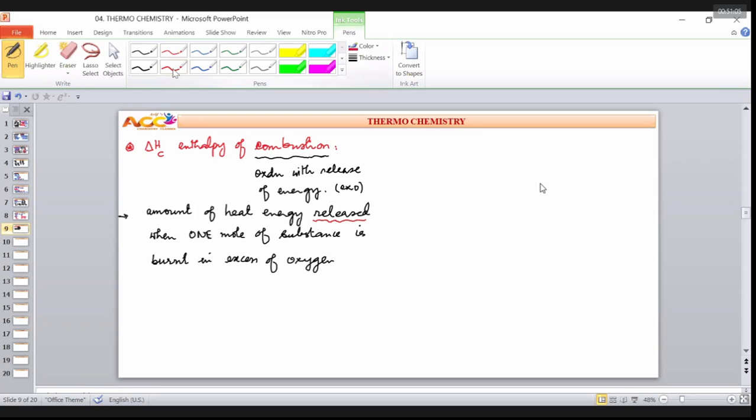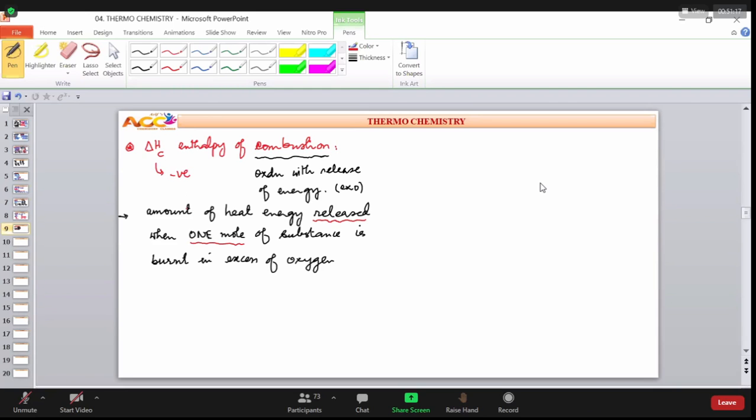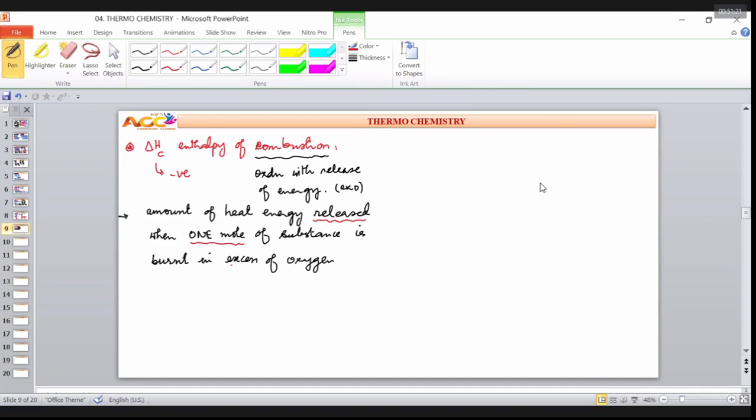These are the points where I have to give importance. How much amount of energy is released? Always released. Delta Hc is always which quantity? A negative quantity. In the previous definitions, I said maybe released, maybe absorbed. But here it is always released. In examination, they give you a negative sign.